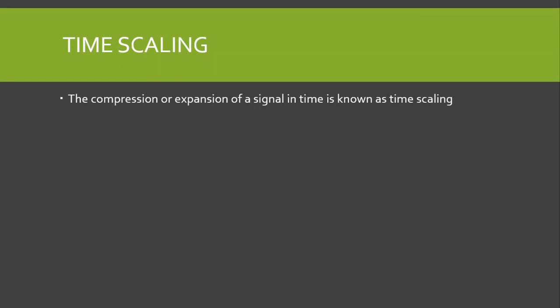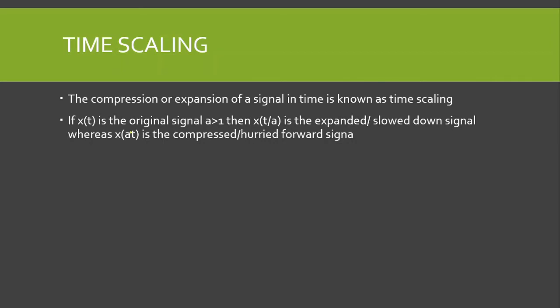Next is time scaling. Time scaling is basically the compression or expansion of a signal in time. So if we have a signal x of t, and we have some constant a that is greater than 1, then x of t by a is actually the expanded or slowed down signal. So time expansion is actually slowing down the signal, whereas x of a t is the compressed or hurried forward signal.